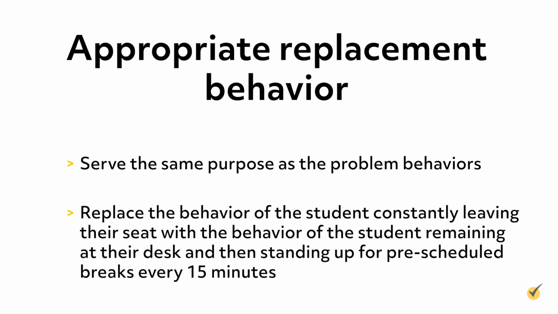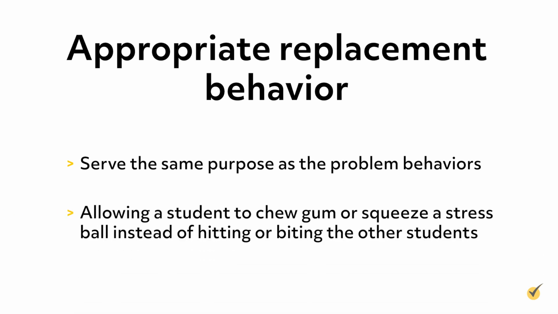You could, for example, replace the behavior of a student constantly leaving their seat with the behavior of the student remaining at their desk and then standing up for pre-scheduled breaks every 15 minutes. Or another example, allowing a student to chew gum or squeeze a stress ball instead of hitting or biting the other students. The FBA should set expectations of when this goal should be accomplished, as well as what amount of achievement would be considered successful.